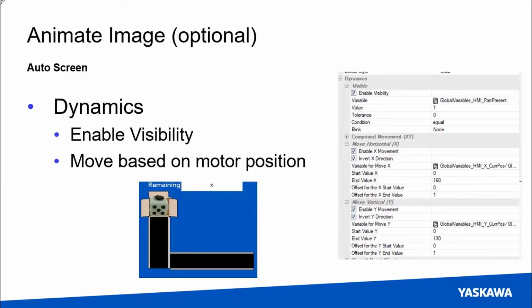A little preview on the animation taking place here, that motion is done by a combination of options under the dynamics property for the moving image. Enable visibility just makes that appear and disappear like we've done before with the start button. The X and Y movement will happen based on the current position, the feedback position of the motor, normalized here so that it will move the same distance no matter what you put in for the position values on the HMI screen.